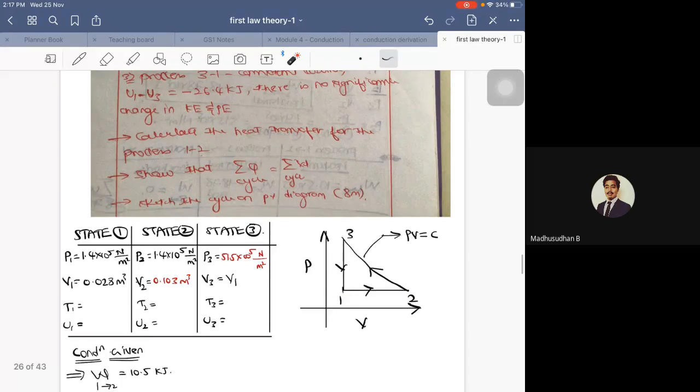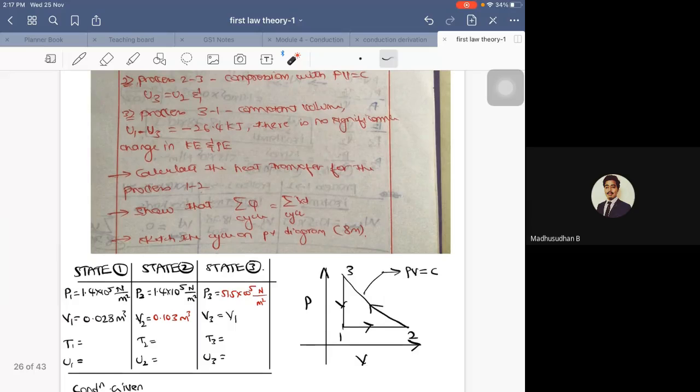Calculate the heat transfer. Show that the cyclic integral of heat flows is equal to the cyclic integral of work flows. That means he's asking us to prove the first law of thermodynamics applied to a cyclic process. Sketch the cycle on a PV diagram, which we have done just here. Okay, let us see how to solve this.